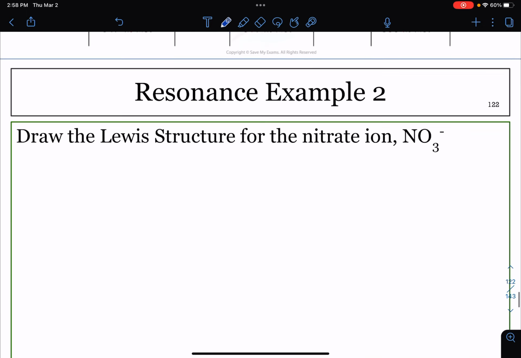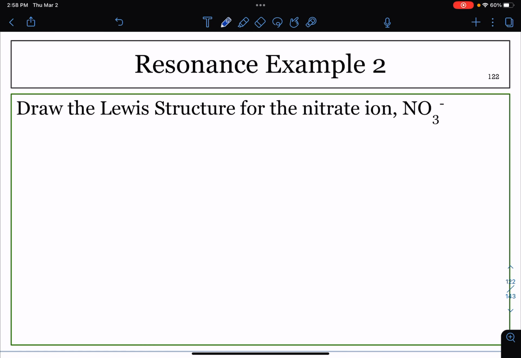So let's do another example. Pause to see if you can work this out. Nitrogen has 5 valence electrons. There are 3 oxygens, plus 1 more for the charge. We have a total of 24 valence electrons.